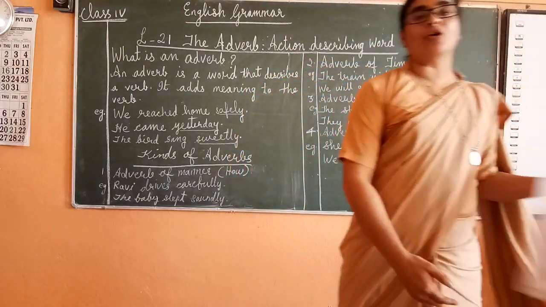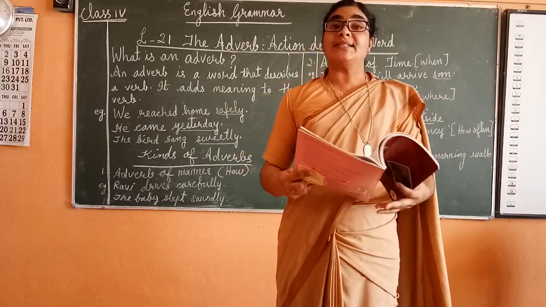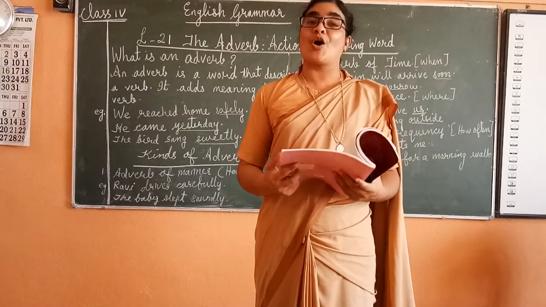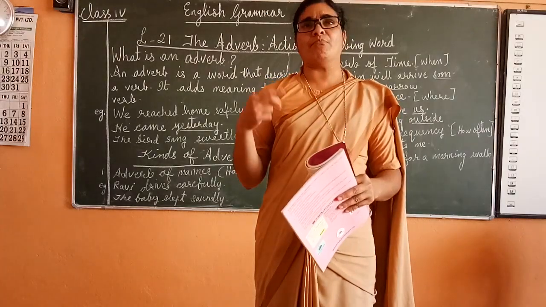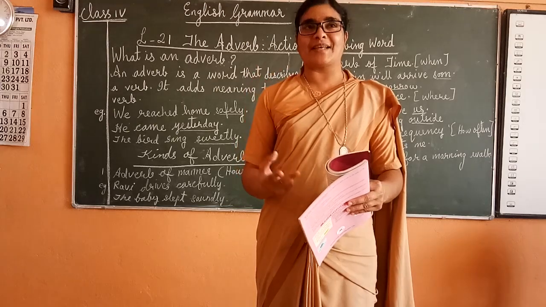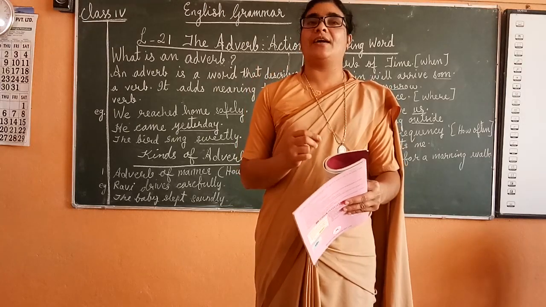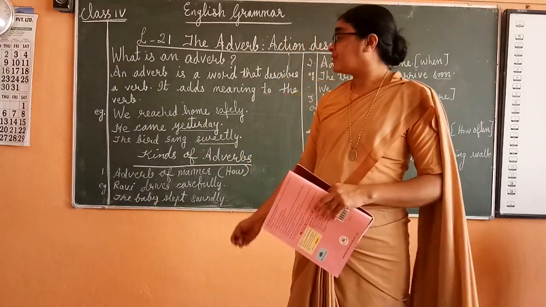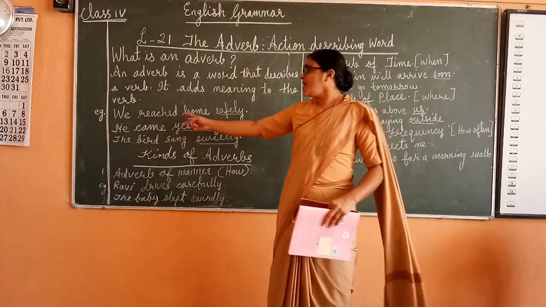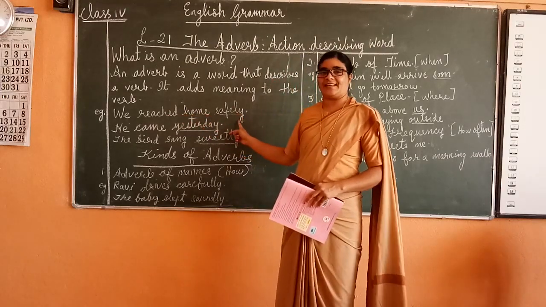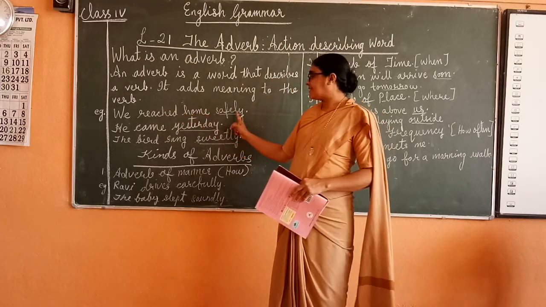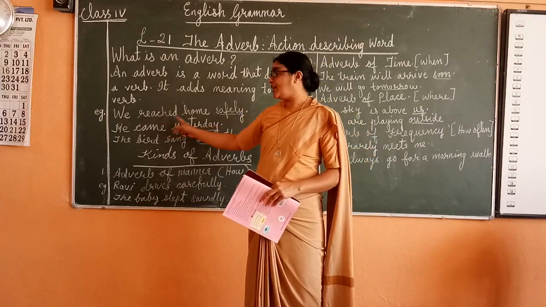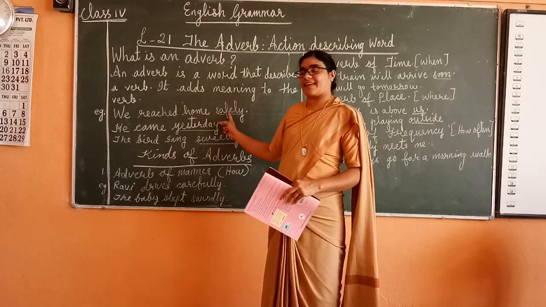Even if you see in your book, the words that tell us something more about verbs are called adverbs. So adding something more to the verb, it is known as the adverb. Now with the examples we will see. The first example we have: we reached home safely. So safely is adding more meaning to reached. How did you reach? We reached home safely.